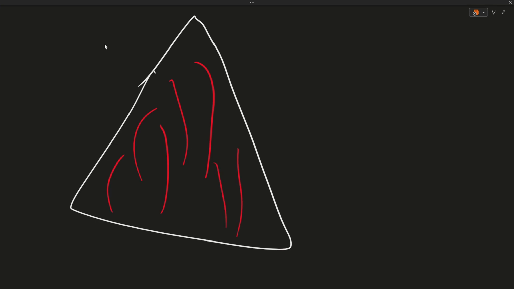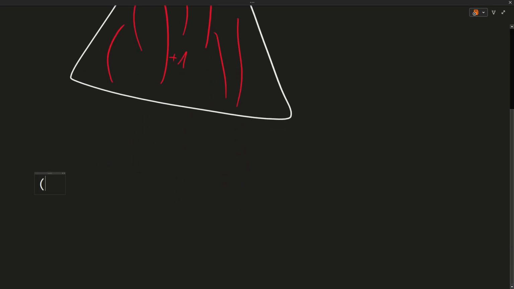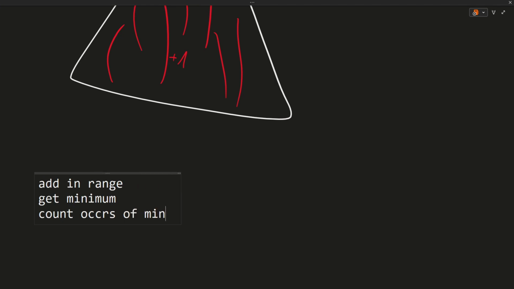Well, easy. I mean, easy with heavy light decomposition. You just do +1 for everything here, and then you ask how many zeros there are in the full tree. And that's doable. The kind of segment tree that is able to do it is the tree that is able to add in range, get minimum, count occurrences of minimum. And if this minimum is 0, then this will be the answer.